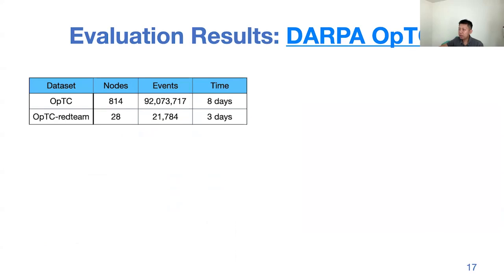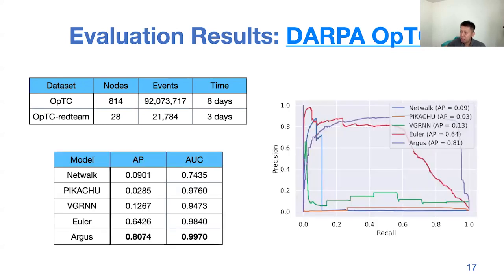Similar results are also observed in another dataset, the DARPA OPTC dataset. In that case, we have relatively more balanced distributions, so the baselines perform better, but our system still gets the best results, in both AP and AUC.